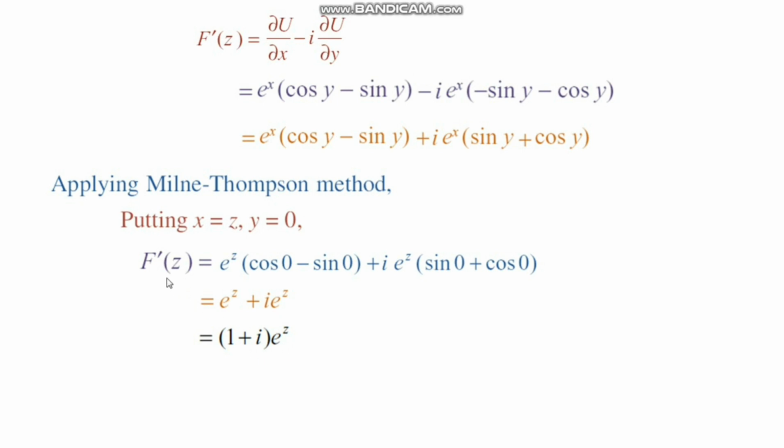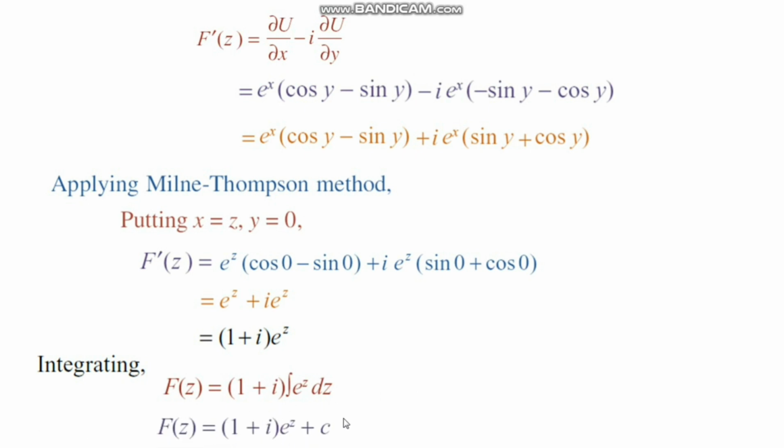It is a function in terms of the variable z. Integrating on both sides of this result, the integral of F'(z) dz is F(z), which equals (1 + i), a constant, times the integral of e^z dz.